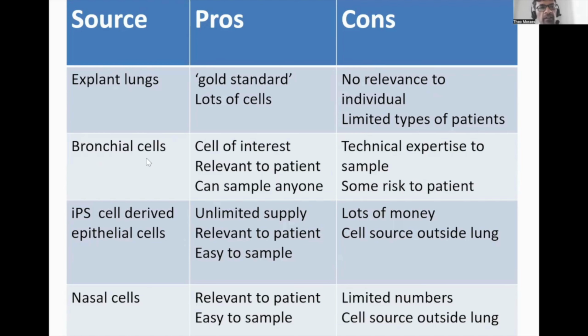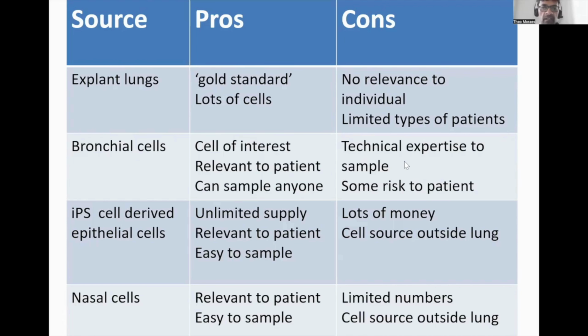Bronchial cells are the actual airway cells. So these are cells lower down in the lungs. The bronchi are just the breathing tubes. So they're interesting because they are the actual cells that we're interested in. They're the airway cells. They're definitely relevant to the specific patient because whatever results you find can be traced back to that person. And you could technically sample anybody you want.